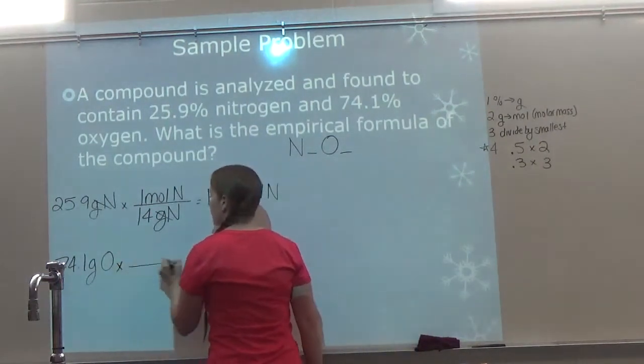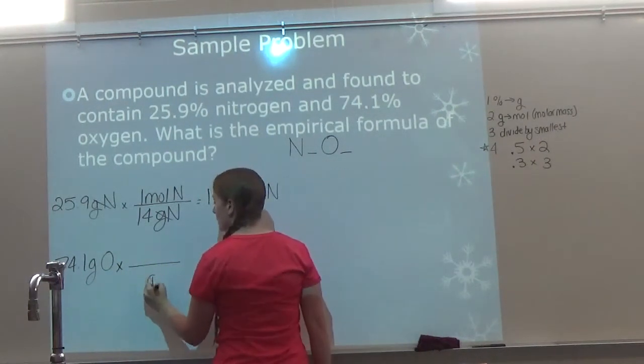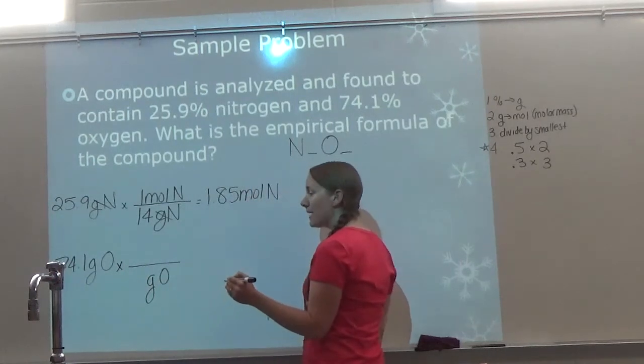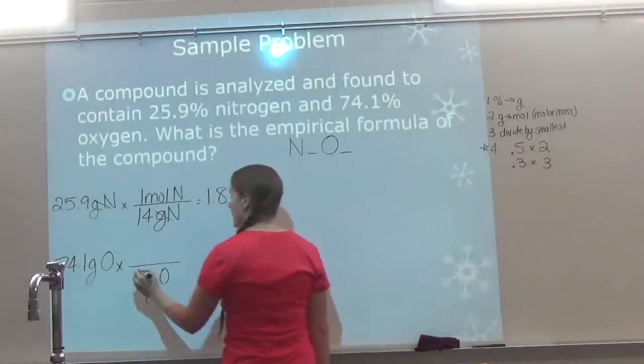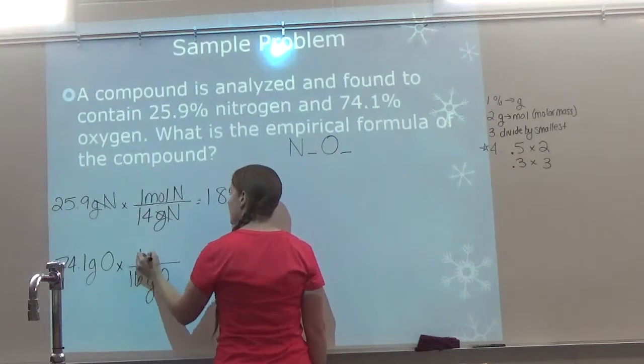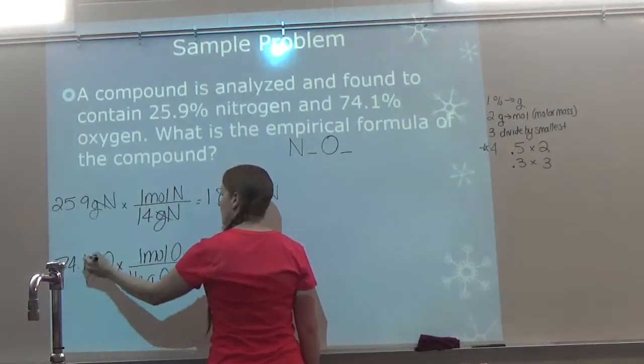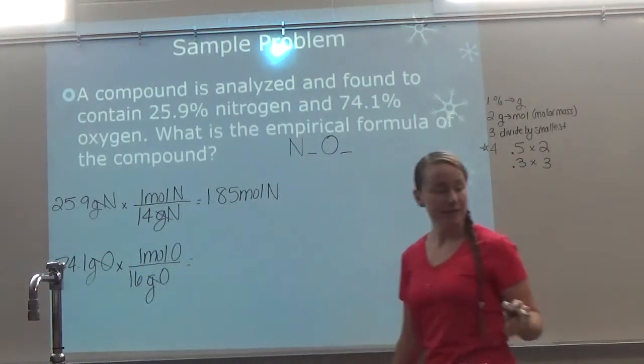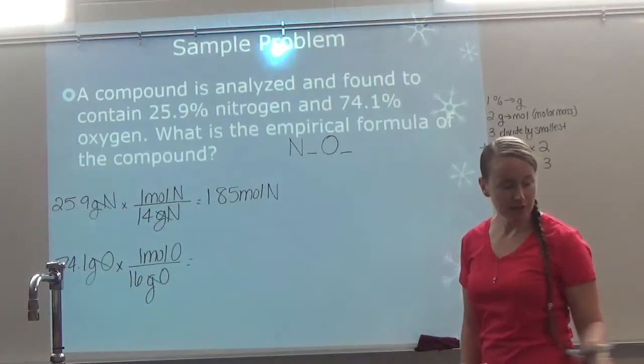All right, next one, oxygen. Grams of oxygen is on top, so grams of oxygen goes on bottom. I find oxygen on the periodic table. Its mass is about 16, and that is the mass of 1 mole of oxygen. So once I divide my oxygen, I get 4.60.